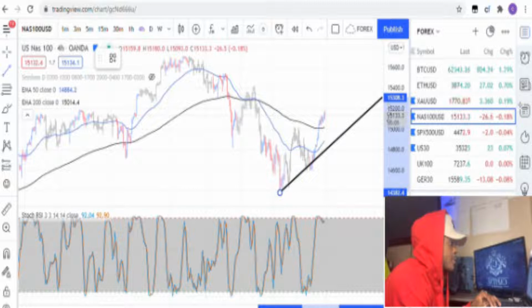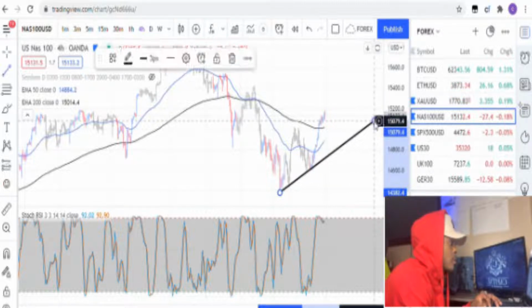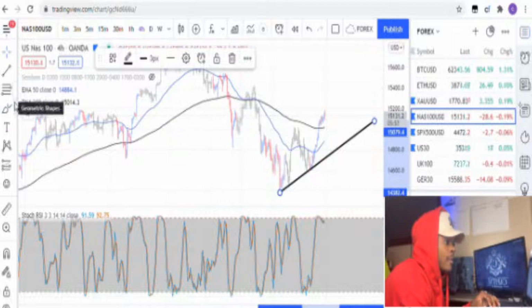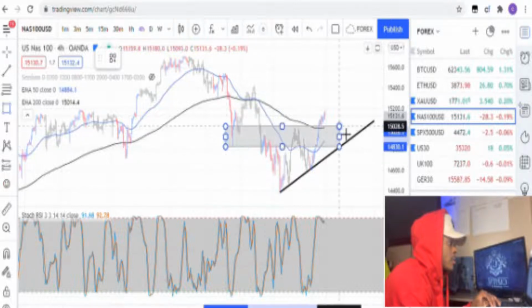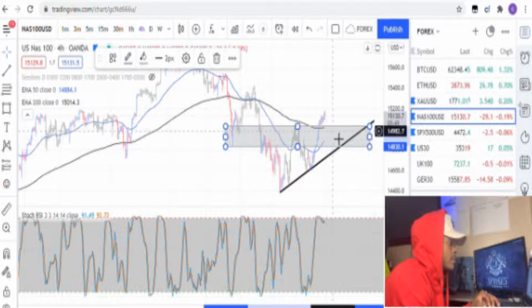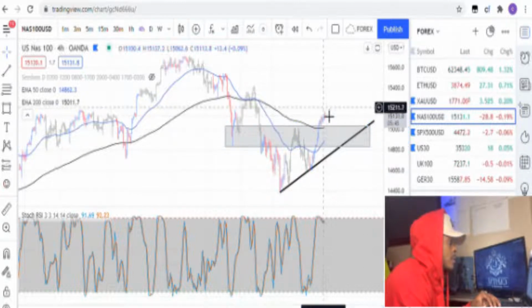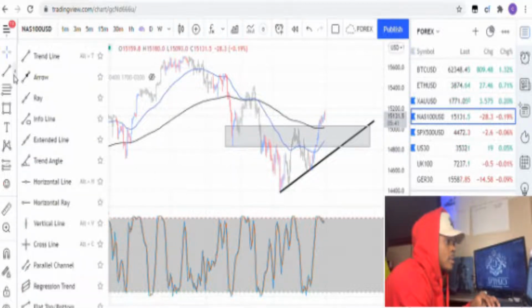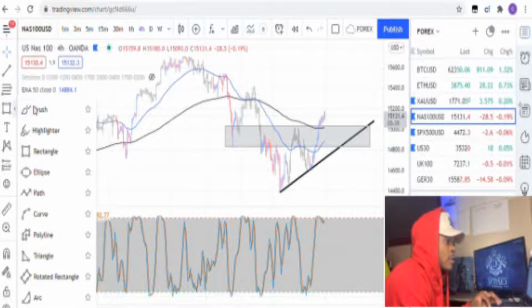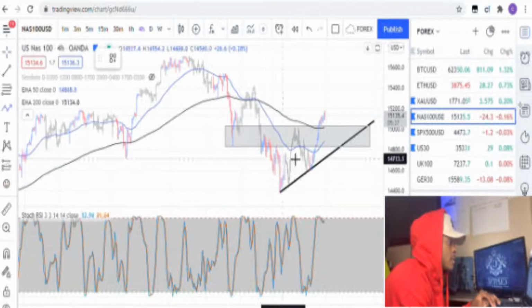Now, couple things that I'm looking for. I see that this was a structure level right here. This was a structure level right here. And it has now broken that level. So now what I'm waiting to see, couple things that I'm looking for. So we got this move down.